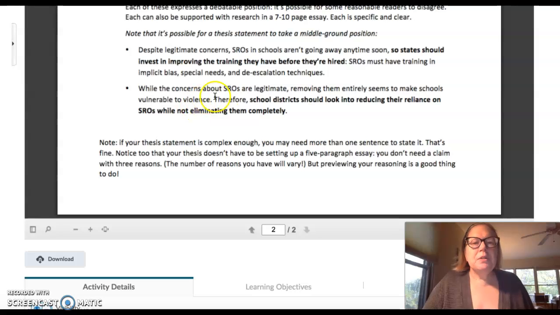Or here's another one. While the concerns about SROs are legitimate, removing them entirely seems to make schools vulnerable to violence. Therefore, schools should look into reducing their reliance on SROs while not eliminating them completely. Do you see how both of these thesis statements take sort of a middle ground position, recognizing both the benefits and the problems of SROs in schools? So these are just a few of the examples of thesis statements. Look at the examples of prospectuses and research papers that I've provided you, and look to see how these writers are expressing a position, and then the entire essay or the entire prospectus stays focused on supporting that position.